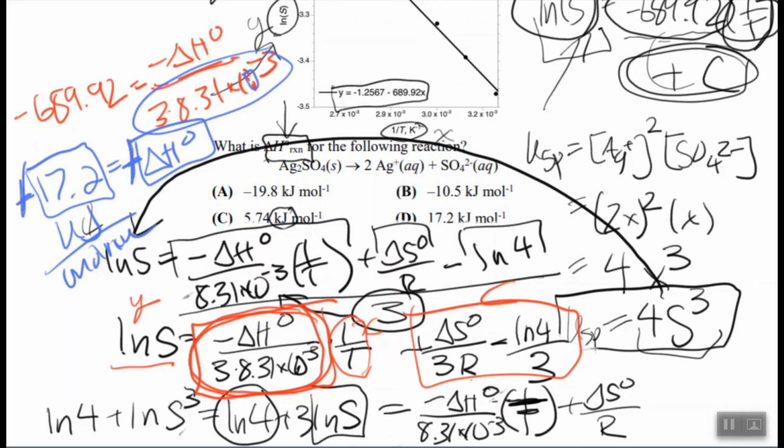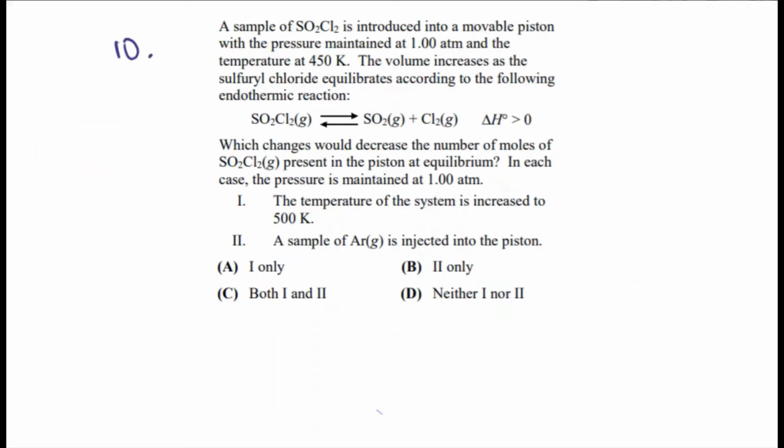So it seems like D is our answer for this one. It was kind of complicated, but we did it. So good job, guys. Let me move on, and let's do the next question. Number 10 is a tricky problem. So let's go through this and think about what the answer choice is.